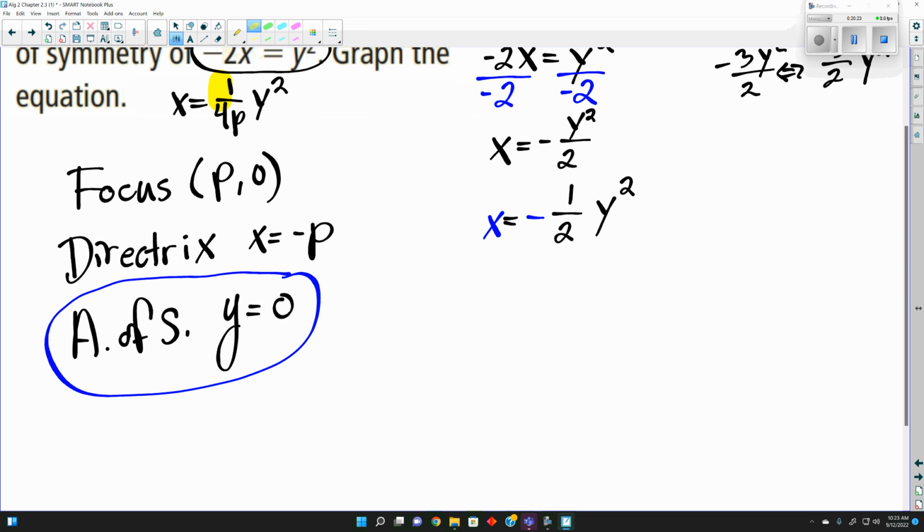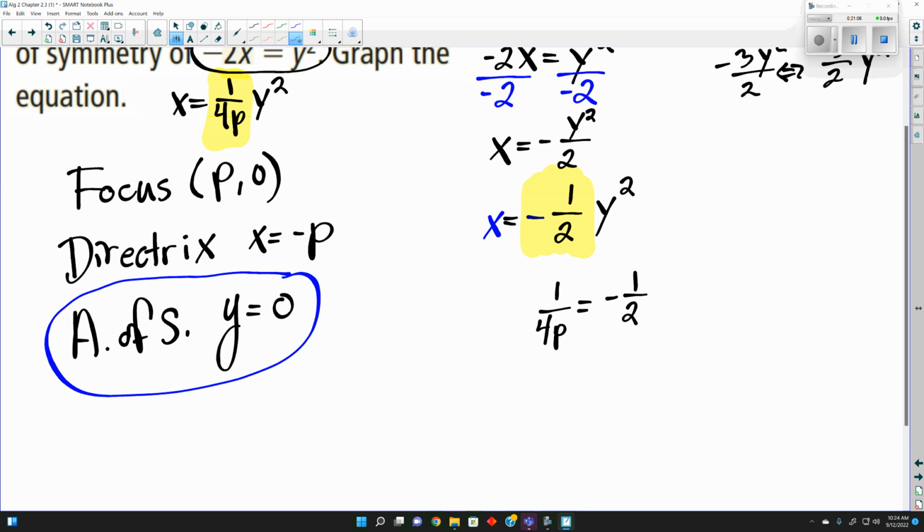Looking at this here, P is located in that fraction in front of y squared. Well, what's the number in front of y squared here? Negative 1/2. So what we're saying is if we want to find the value of P, our 1 over 4P, we need to set it equal to negative 1/2 because that is the location where P is in this equation. Questions on this so far?